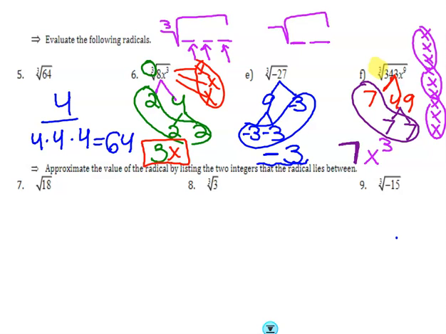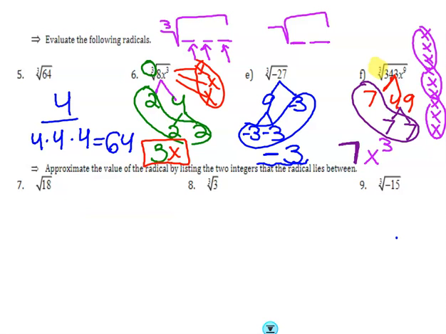So approximate the value of the radical by listing the two integers that the radical lies in between. So it's like we're making a number line, and we're trying to figure out, where does the square root of 18 hang out? Okay, based on where the square roots are.